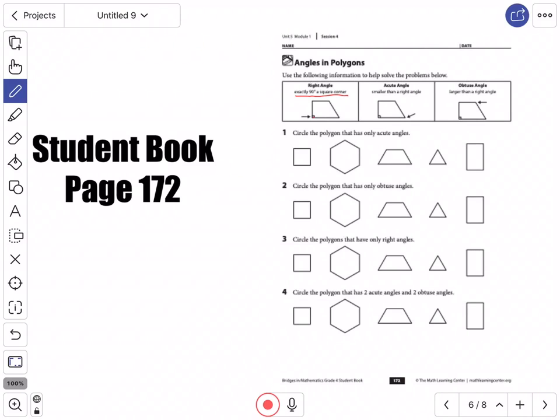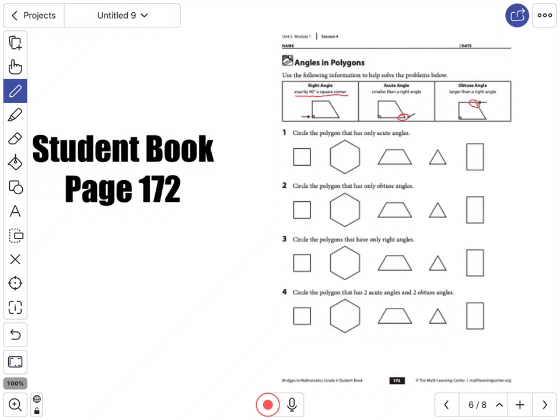Angles in polygons. So use the following information to help solve the problems below. All right, so we know that a right angle is exactly 90 degrees and it has a square corner like you can see right there, okay? An acute angle is smaller than a right angle, so that would be that angle right there. And then an obtuse angle is larger than a right angle, which would be that angle right there.